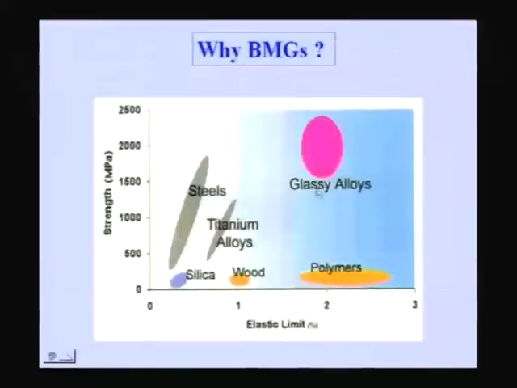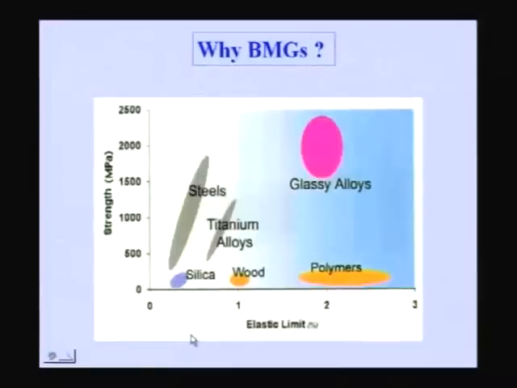The moment people started getting bulk samples, they were able to measure the strengths and the elastic moduli, and now they know that many glassy alloys have much better advantages compared to conventional materials such as polymers. Polymers have very high elastic limit, but their strength levels are much lower. Silica has low elastic limit and low strength, and is brittle. And with steels, there is a wide range from low carbon to high carbon steels, but still their elastic limit is much lower and their Young's modulus is not too high.